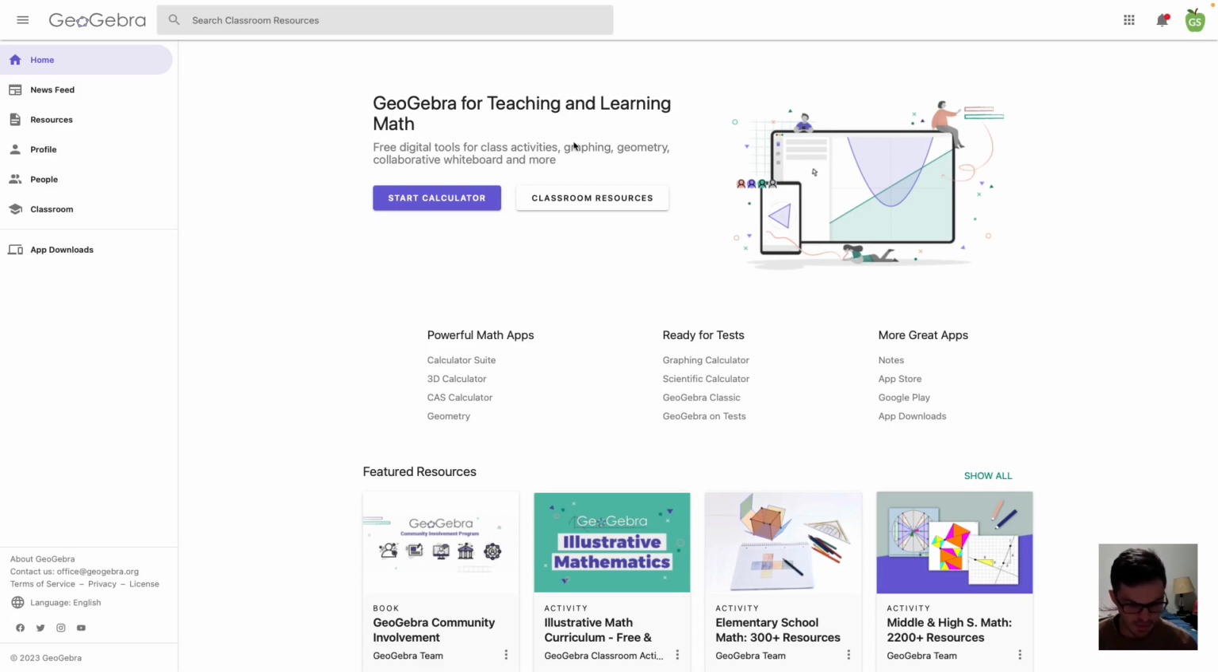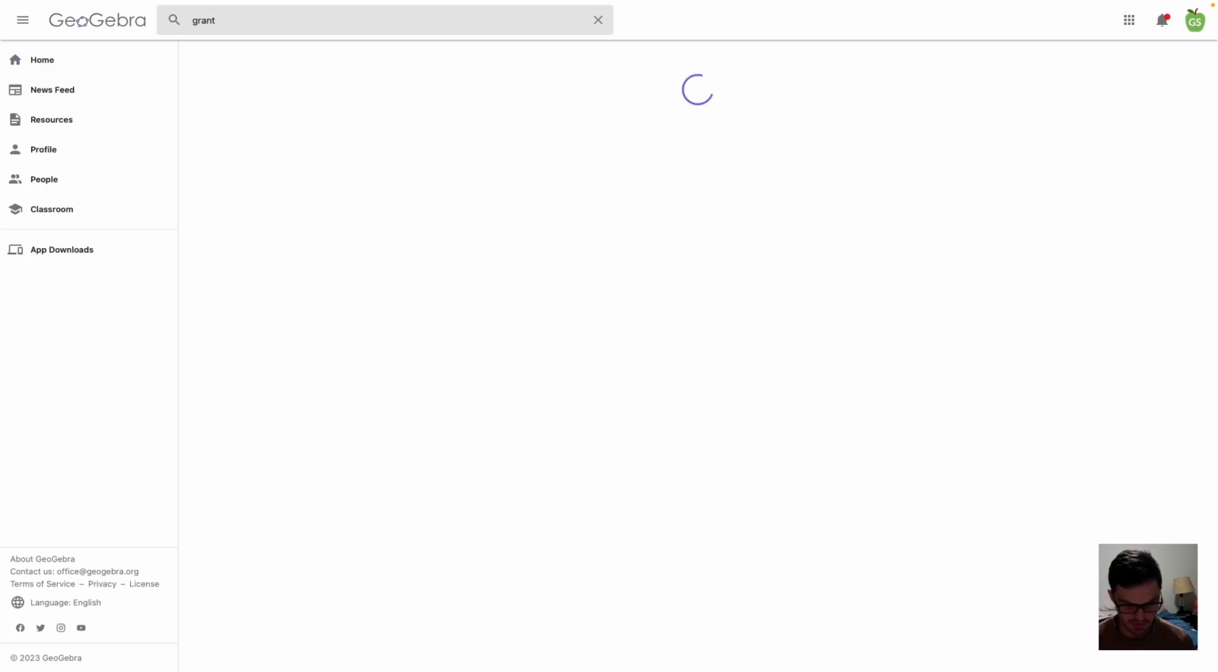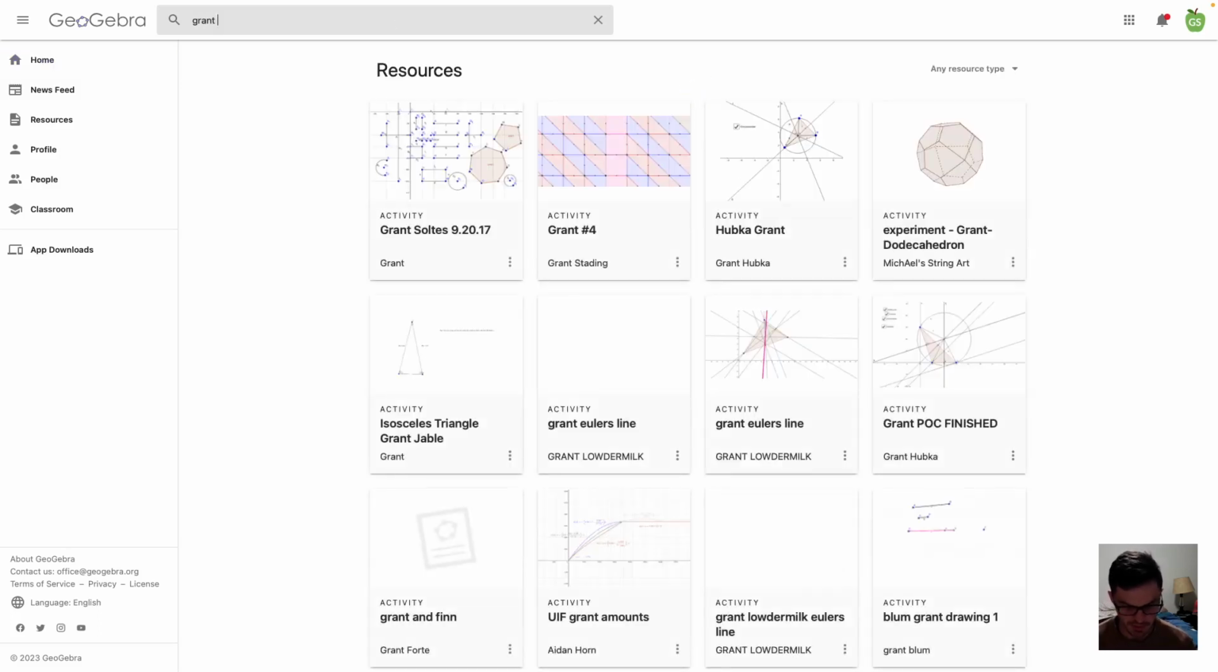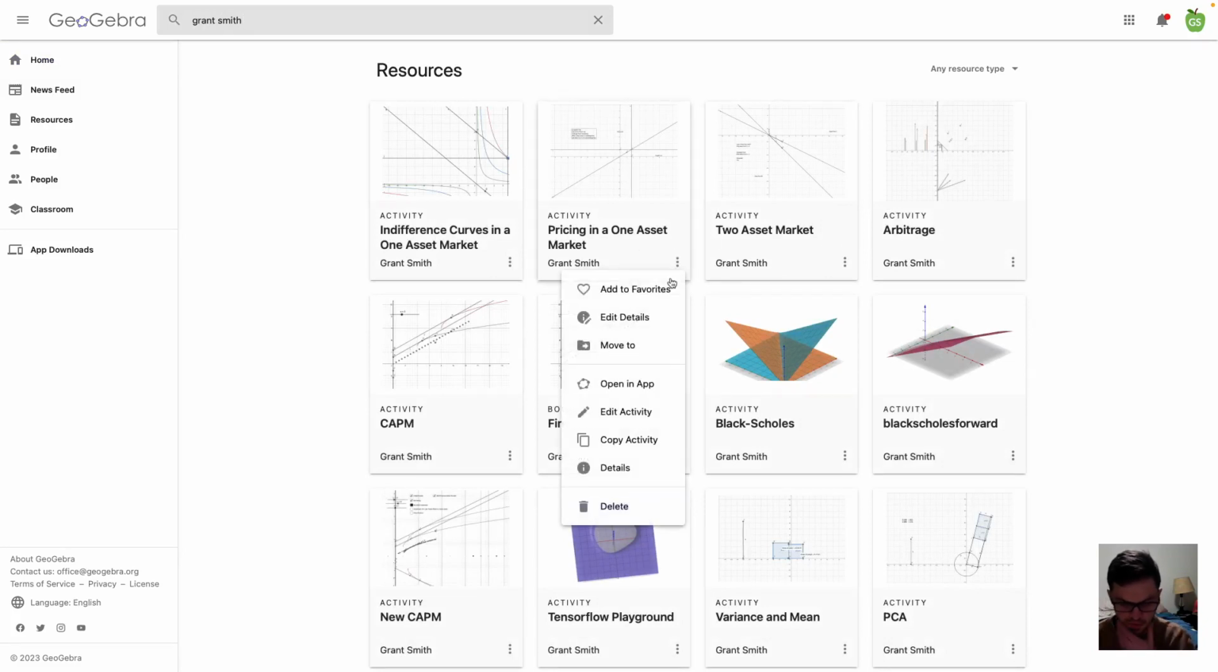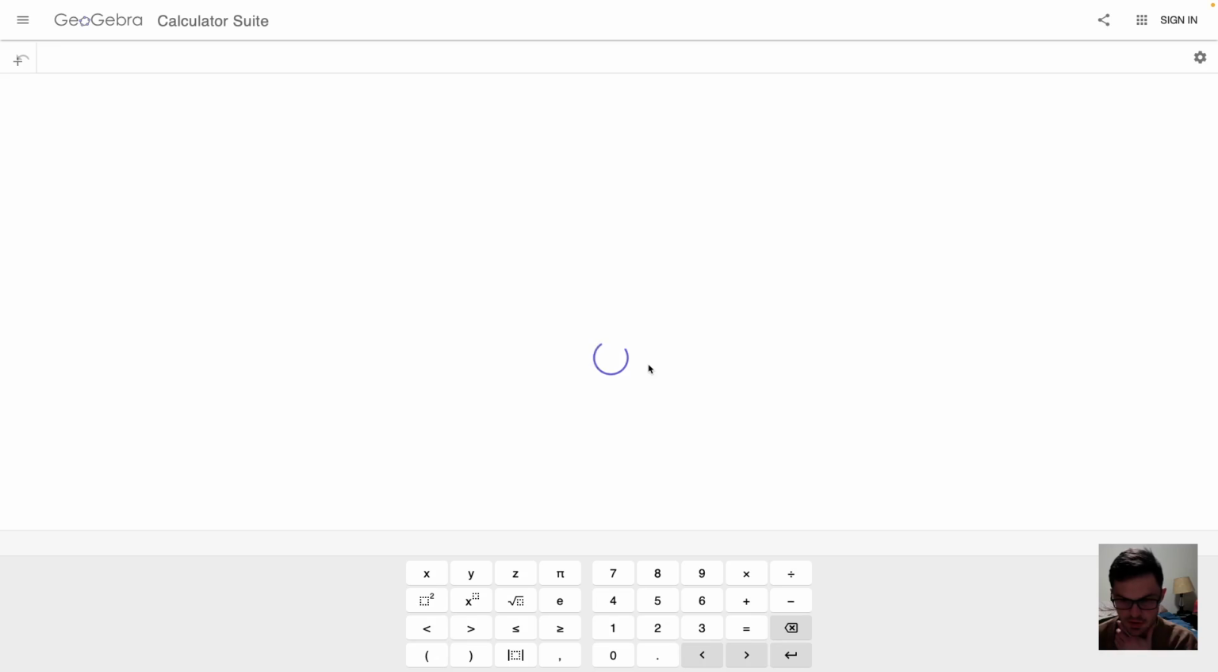Okay, so what we'll do is we'll first search, gotta put my last name. We'll search for me, and then we'll do this pricing in a one asset market. Okay, we'll open an app.